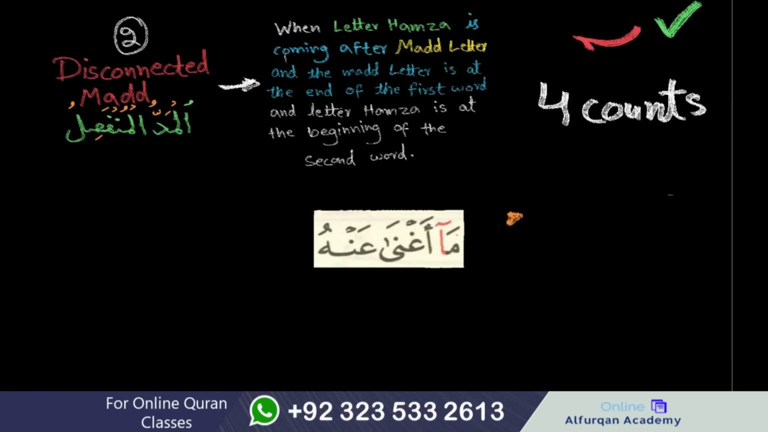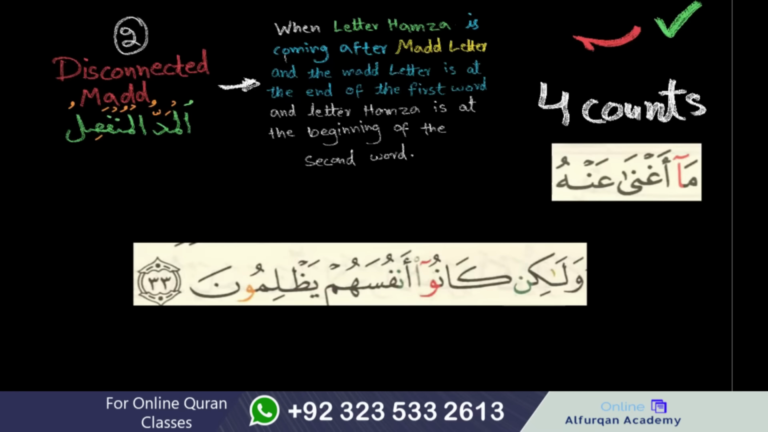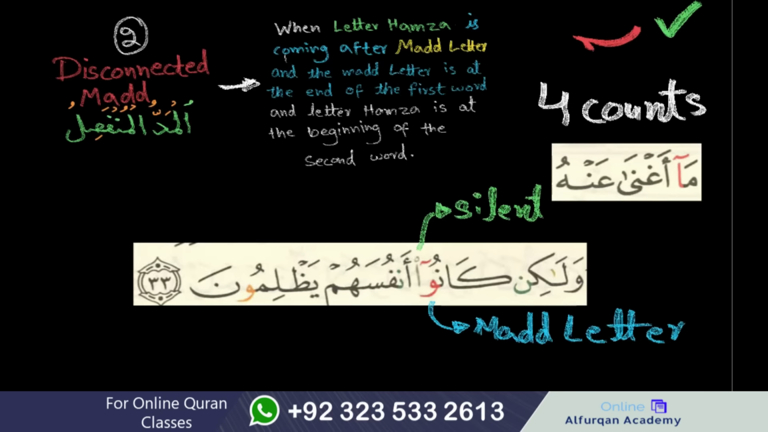Let's take another example. In this example, you can concentrate on this word. Here, the last syllable is nu. Letter Noon has a Dhamma, and the next letter is Waw, and that is a mad letter. And the Alif, which you can see in the middle of these two words, that Alif is silent because there is a silent sign on top of that. So the actual next letter is basically letter Hamza.